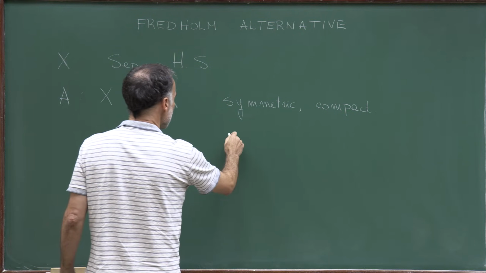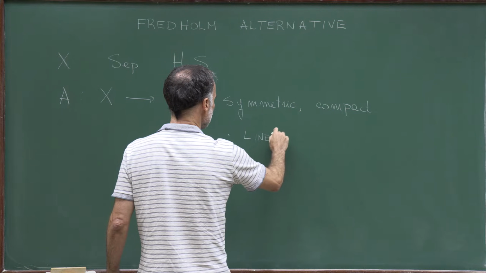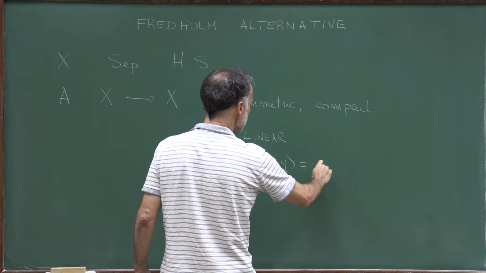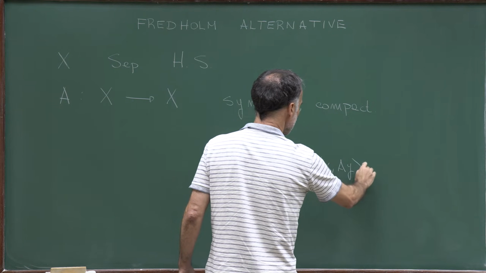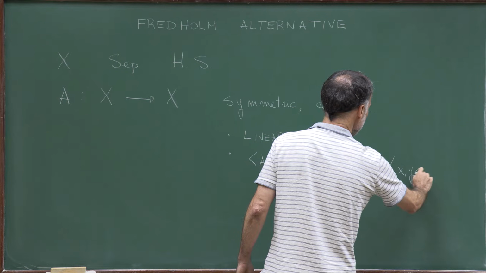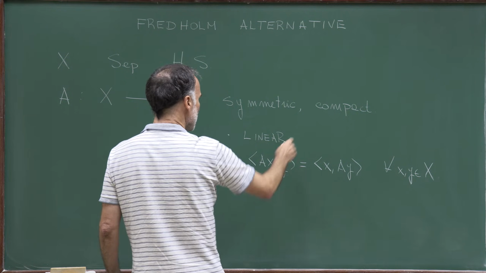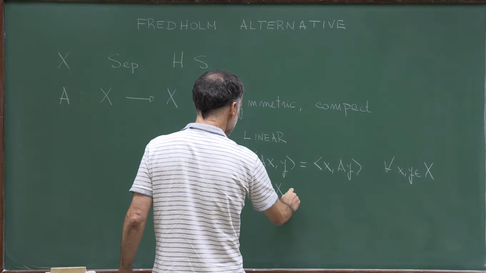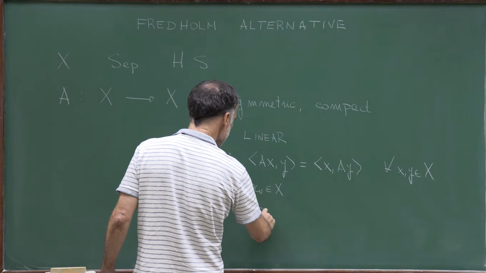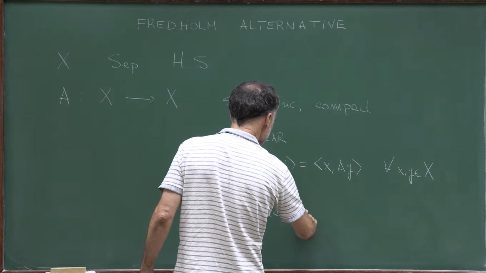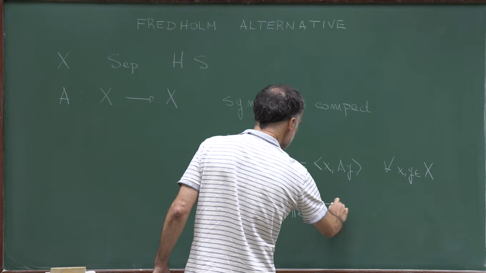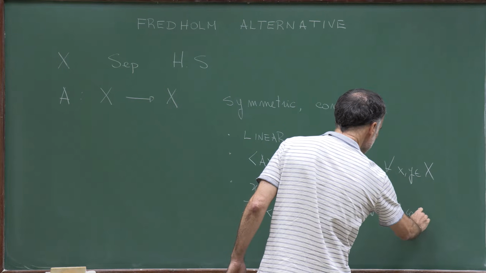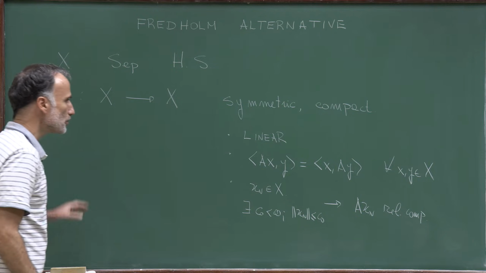Symmetric and compact means, remember, that the operator is linear, that the scalar product of Ax with y is equal to the scalar product of x with Ay for all x, y in X. And finally, compactness here means that if you have a sequence x_n in X, which is bounded, so for which there exists C0 finite such that the norm of x_n is bounded by C0, then the sequence A x_n is relatively compact. So this is the setup of this lecture.